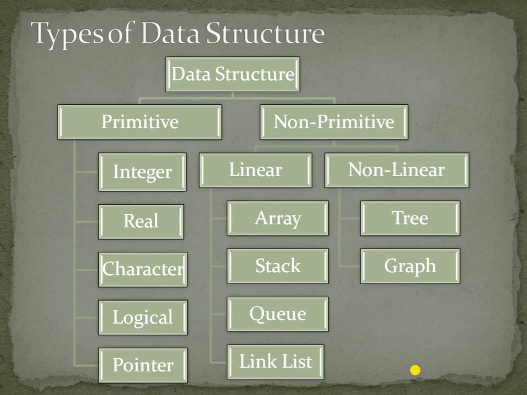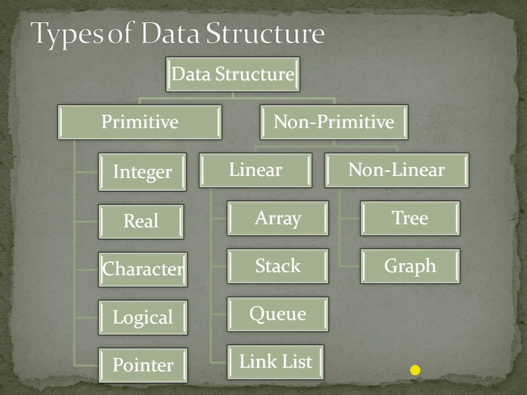Here are the types of data structure. Data structure can be divided into two types, that is primitive data structure and non-primitive data structure. Primitive data structure contains integer, real, character, logical, and pointer kinds of data structure, whereas non-primitive data structure is further divided into two categories, that is linear data structure and non-linear data structure, depending upon its representation.